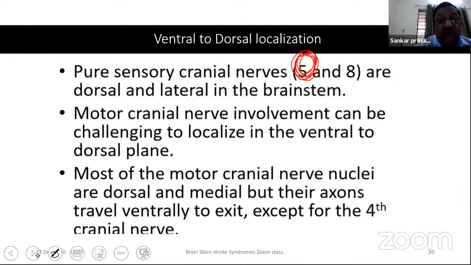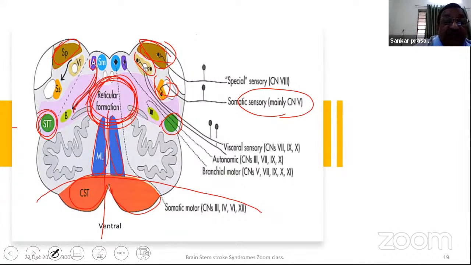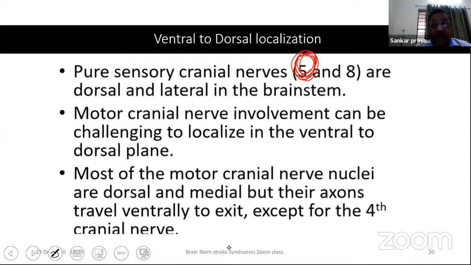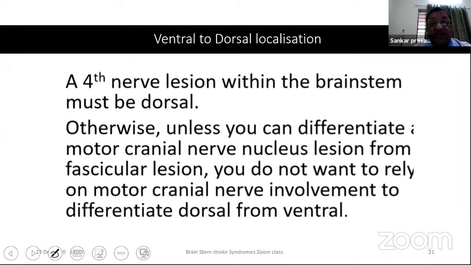Motor cranial nerve involvement can be challenging to localize in the ventral. That's because the fibers have to cross like this and come out. I'll show you in another diagram. Most of the motor cranial nerve nuclei are dorsal and medial, but their axons travel ventrally to exit, except for the fourth cranial nerve, which supplies the superior oblique muscle. A fourth nerve lesion within the brainstem must be dorsal.